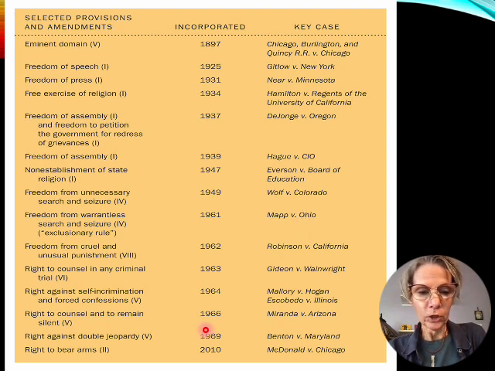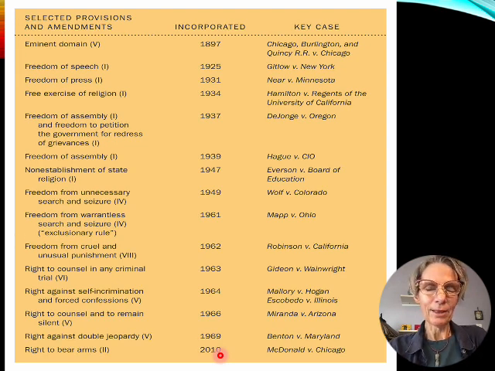Here, this graph is a little bit outdated because it says that the last liberty that was incorporated to the states was the right to bear arms, the Second Amendment, in McDonald versus Chicago in 2010. But in 2019, an additional provision, the excessive fines provision of the Eighth Amendment, was incorporated to the states.